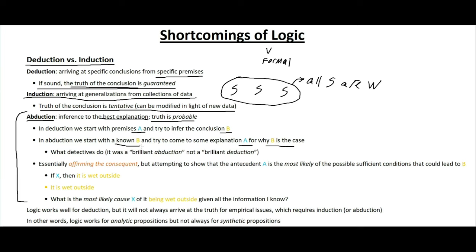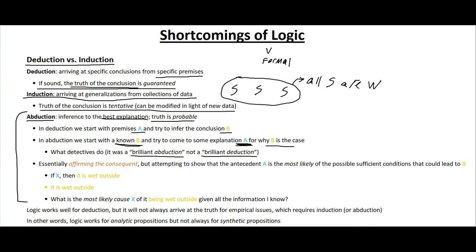And so this is what detectives do. You might have heard detectives saying, "Oh, that's a brilliant deduction," but what they're actually doing is a brilliant abduction. The known conclusion in this case would be that somebody has been murdered, and so the detectives go looking for information in order to come up with some situation A that is the most likely case for why there is B, the dead body.